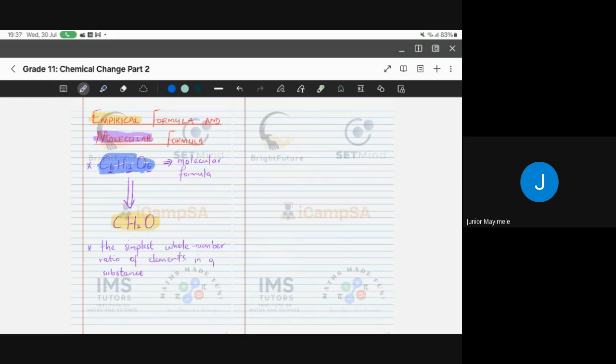Right. So obviously in an exam or a test, you won't be given this and then be asked to find that. That is so easy to do. So let me show you how typical molecular or empirical formula questions come.